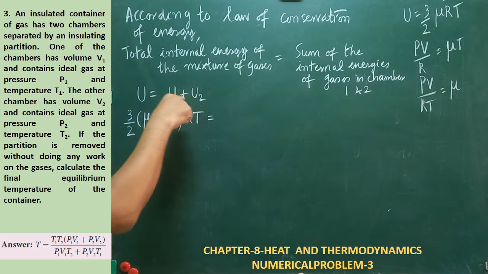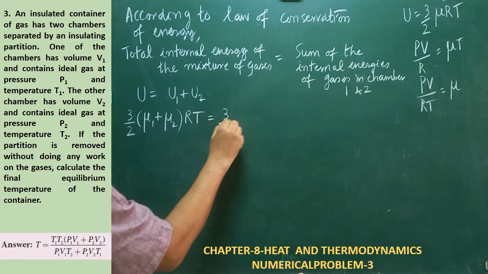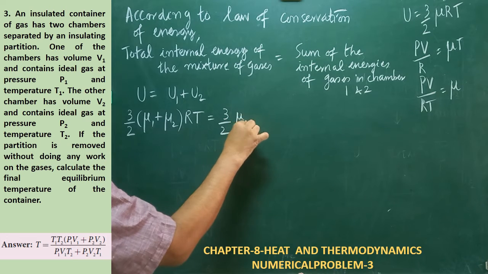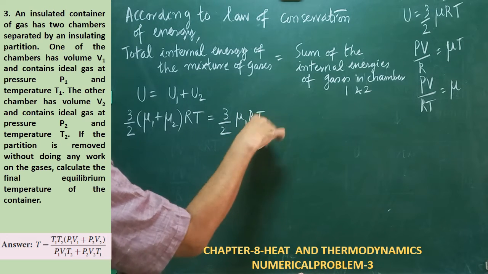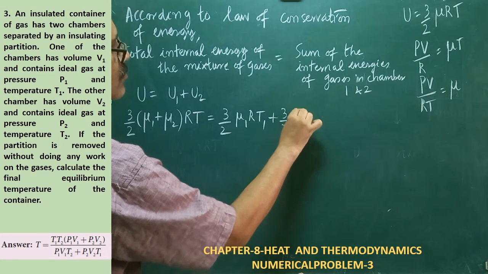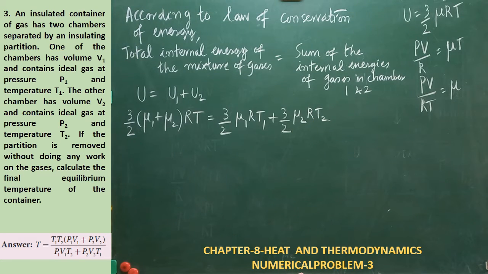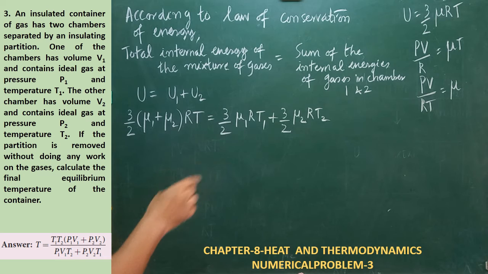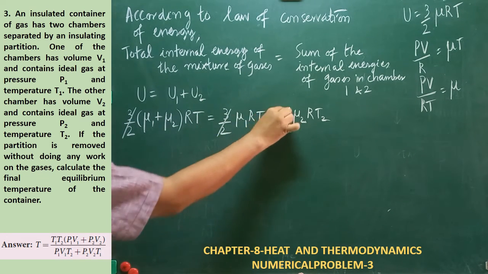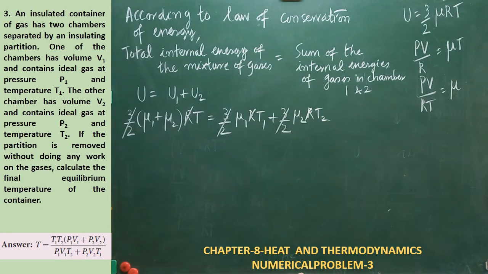The same formula is to be used for the gases present in chamber 1 and chamber 2. Again I will write the equation for chamber 1: 3 by 2 mu 1 R, in chamber 1 the temperature is T1, plus 3 by 2 mu 2 R T2. This is for chamber 2. So both are written on either side. 3 by 2 and R are common factors. Therefore 3 by 2 can be cancelled, R can be cancelled.